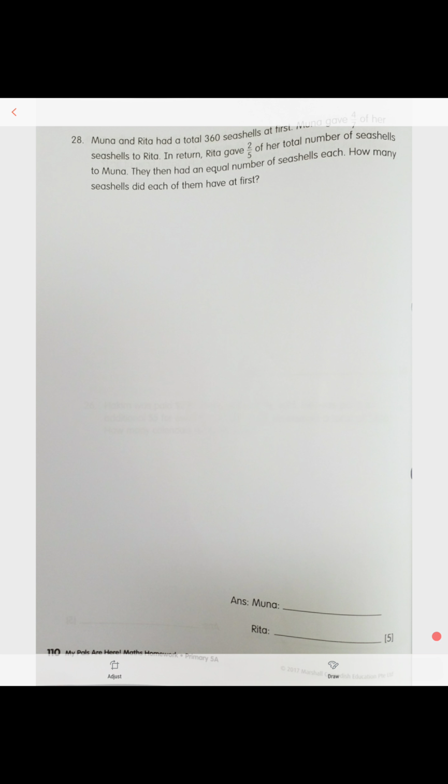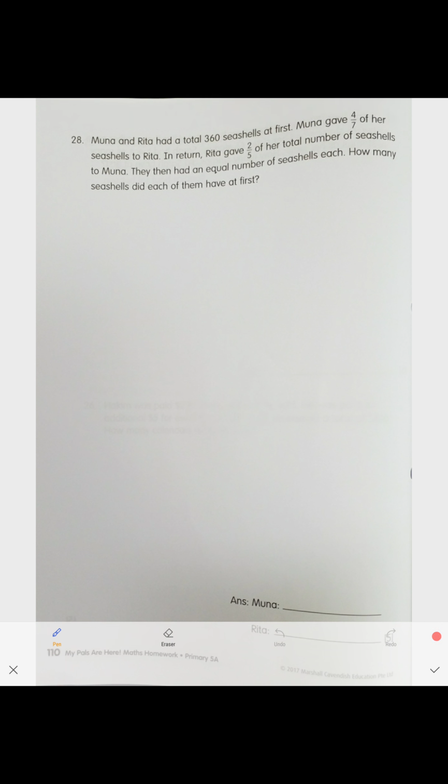Okay, problem 28. Muna and Rita had a total of 360 seashells at first. Alright. Muna gave 4/7 of her seashells to Rita. In return, Rita gave 2/5 of her total number of seashells to Muna. Then they had an equal number of seashells each. How many seashells did each of them have at first?